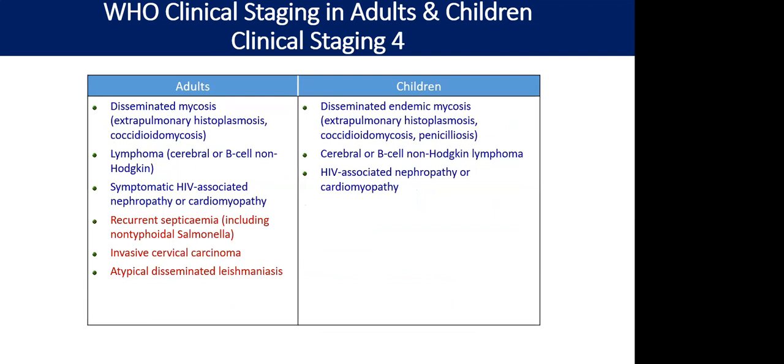Disseminated mycosis like extrapulmonary histoplasmosis in our country; coccidioidomycosis elsewhere is not seen in India. Lymphoma, either primary CNS lymphoma or B-cell non-Hodgkin lymphoma, symptomatic HIV-associated nephropathy or HIVAN or cardiomyopathy, recurrent septicemia including non-typhoidal salmonella, invasive cervical cancer we talked about earlier, atypical disseminated leishmaniasis is also considered to be in clinical stage 4.